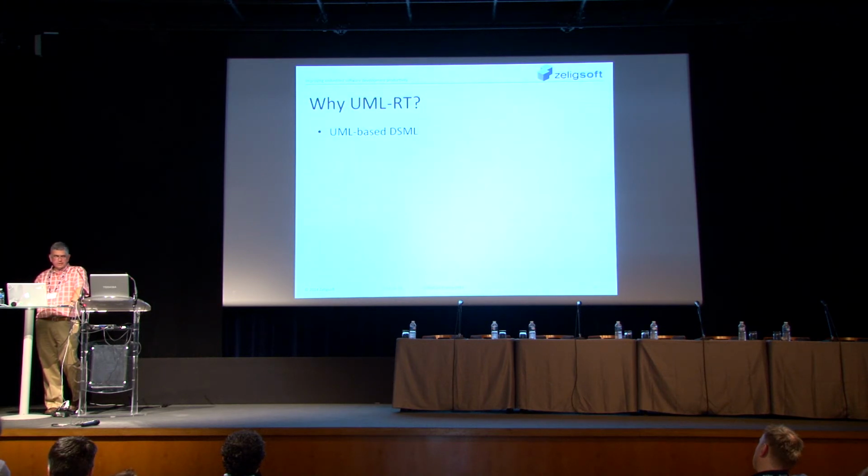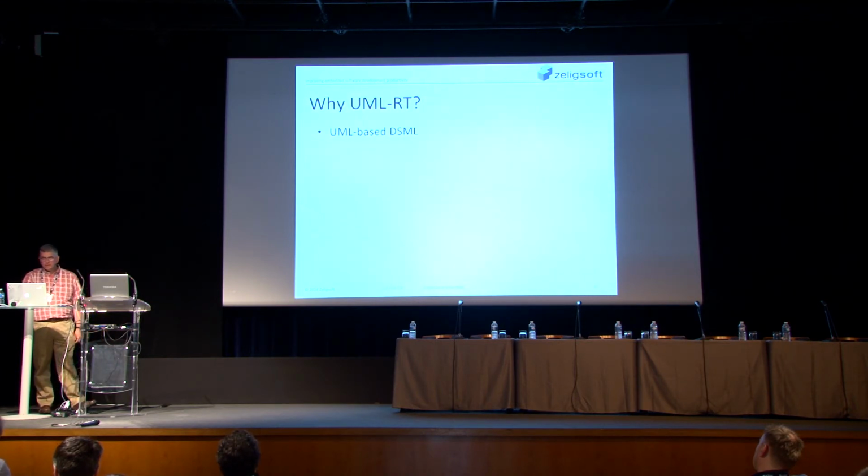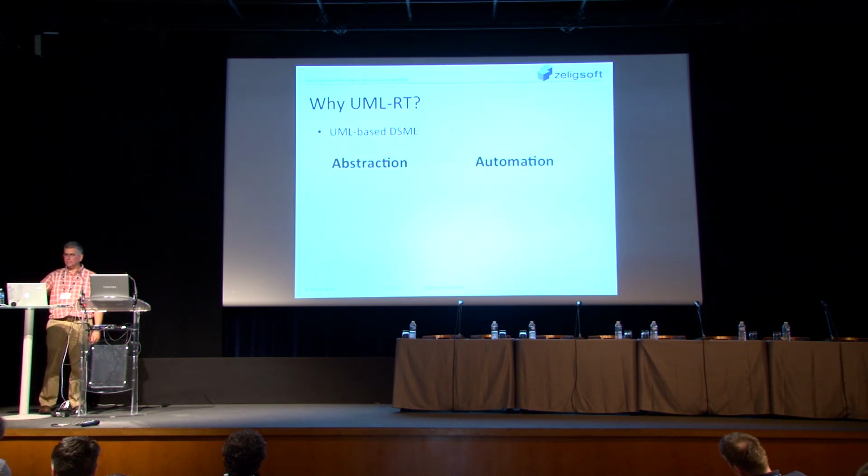So what is UML-RT? It is a UML-based DSML. Well, another one, along with MARTE. Yeah, but I think they can be used together, and I would really recommend that at some point we seriously consider putting all of these together so we can have a much better system. It has two aspects, an abstraction aspect and an automation aspect.